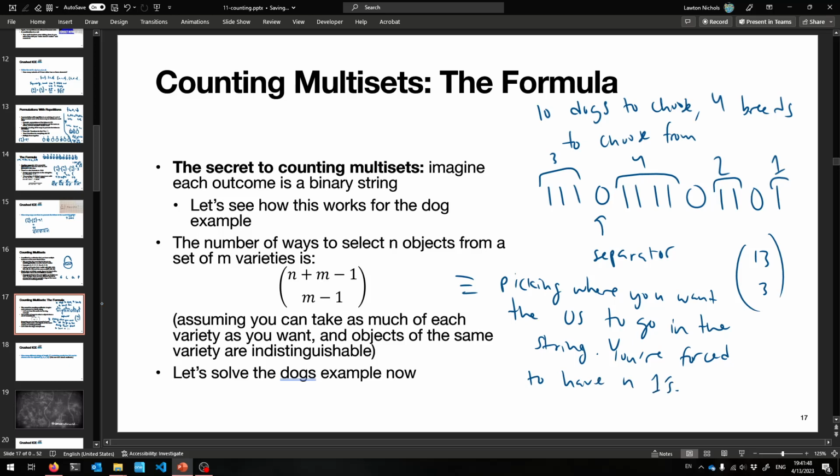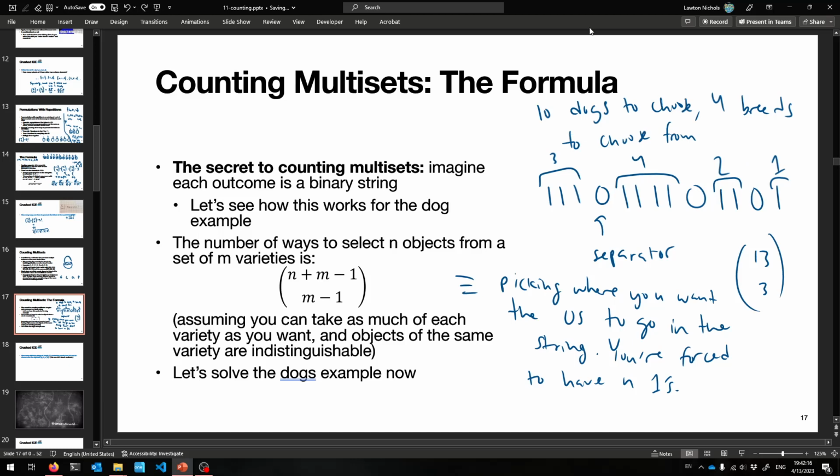But you have m varieties, and that means they need to be separated with m minus 1 zeros. And so the formula is n plus m minus 1. That's the 13, how many characters are in your binary string. Choose m minus 1. If you have 4 things to choose from, you only need 3 separators. So choose where you want those separators to go. That's how you can count how many ways to choose 10 dogs with 4 breeds.